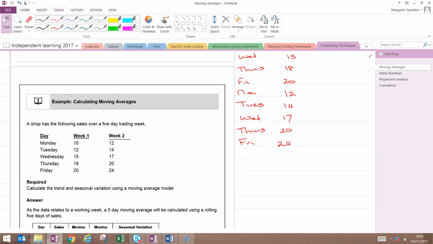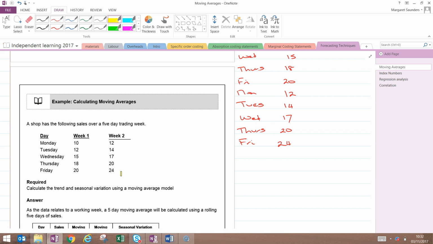So here we have a shop that has the following sales over a 5-day trading week. In week 1, Monday to Friday, we've been given the sales figures. In week 2, Monday to Friday, we have again been given the sales figures. If we look at these figures, we can see that in week 1 they have increased each day. Then they drop again at the start of week 2 and start increasing again. So we are seeing an increase in data, a drop, another increase in data.